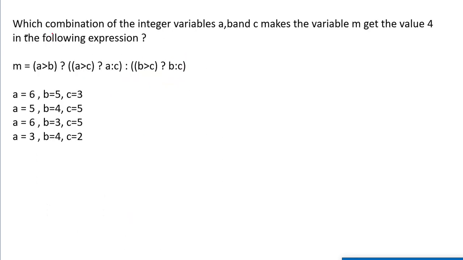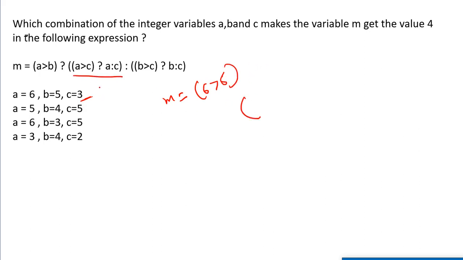So here in the question they are asking which combination of the integer variables a, b and c makes the variable m get the value 4 in the following expression. So let's try for the values that are given here. So m equal to a greater than b. So let's take the first option first. So 6 greater than 5. Yes, the condition is true. So this part will be executed.